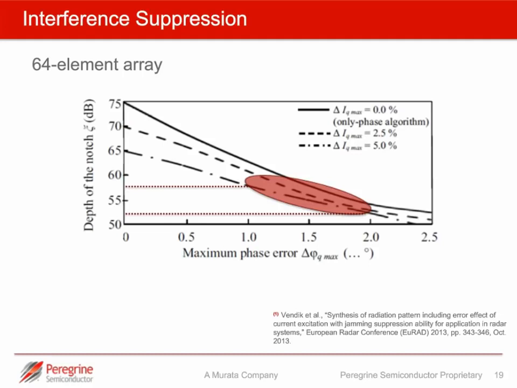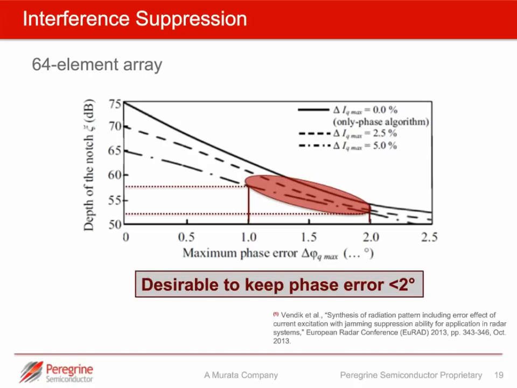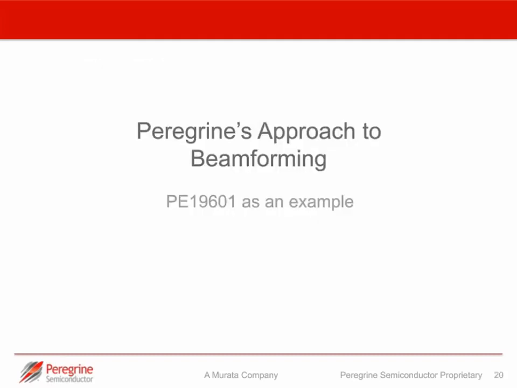So what we can see is that it's desirable to keep the phase error below 2 degrees, the maximum phase error below 2 degrees. So if we consider these areas, and then start to consider how we would implement a solution, I'd like to describe Peregrine's approach and our philosophy behind products for phased array, using the example of the PE19601.